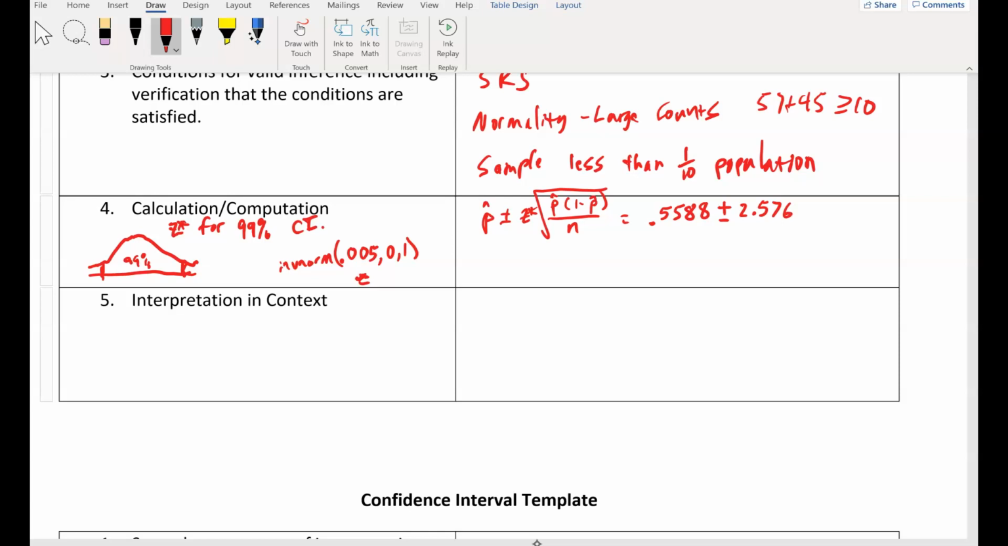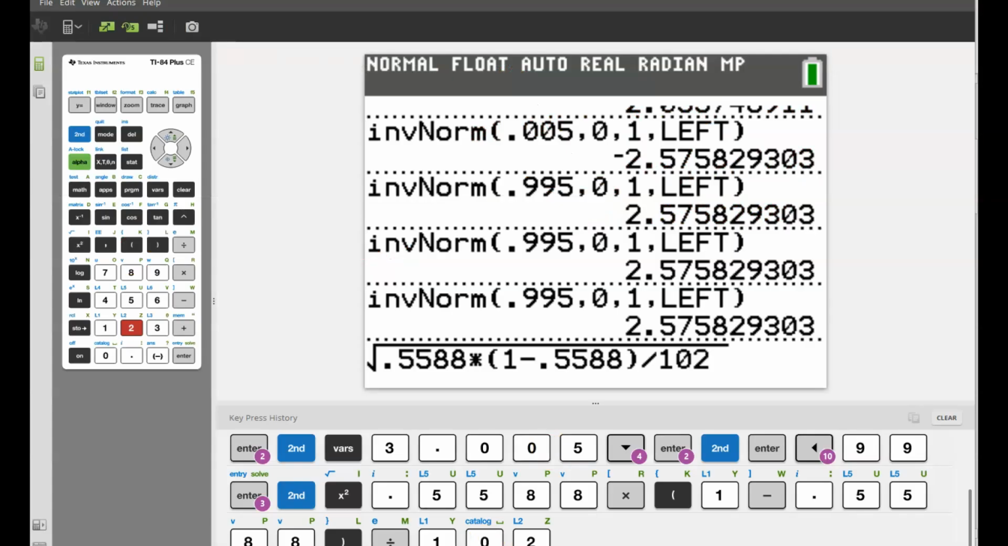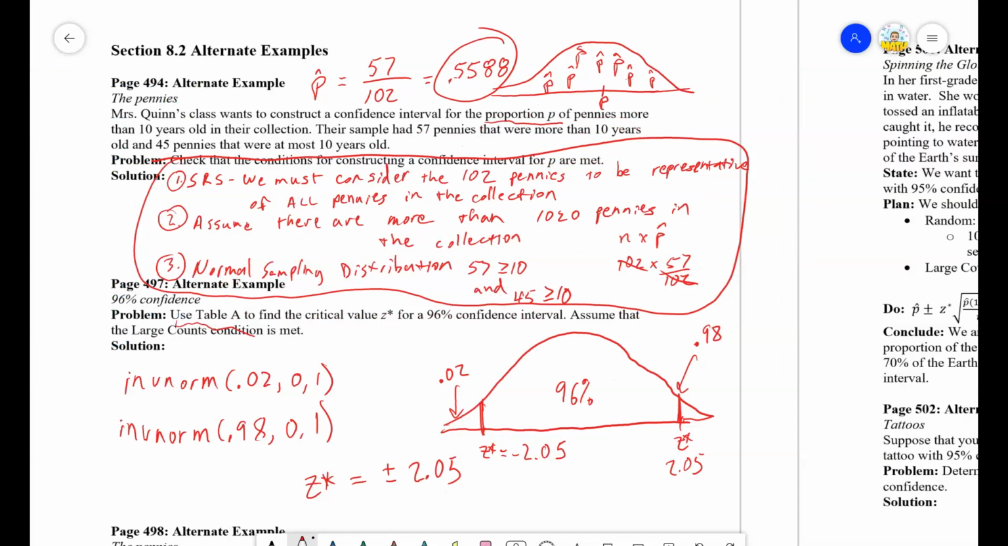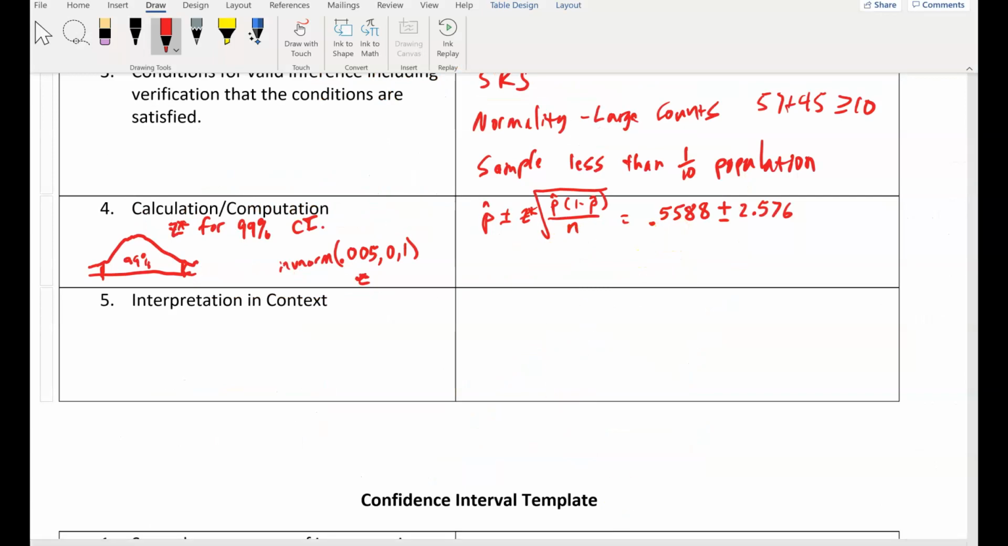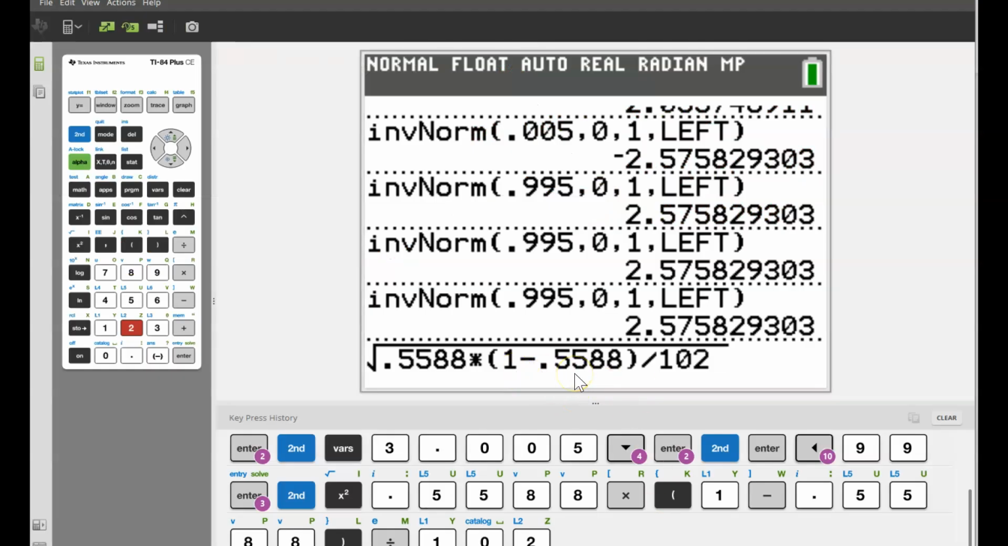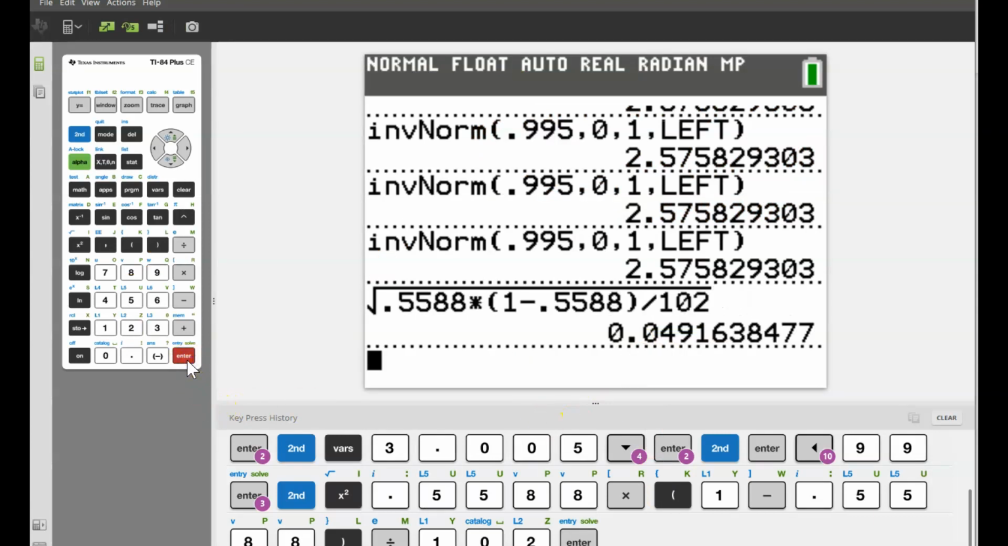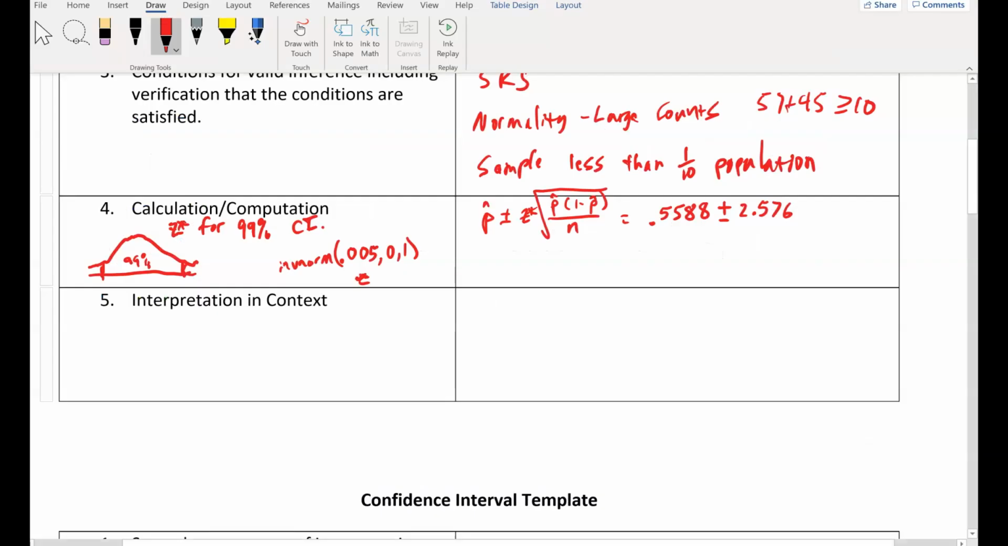So what do we get when we do our standard error? Let me double check my data here, 0.5588, that's my p hat. So I take 0.5588 times 1 minus 0.5588, divide by the sample size, and take the square root of all of that. I get 0.049. Then we multiply that out. So we take 0.5588 plus or minus 0.1266, and then I express that as an interval.